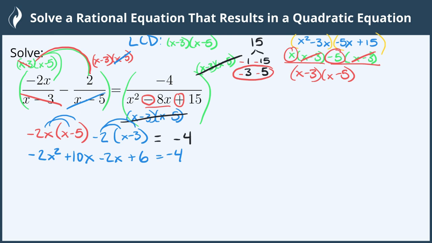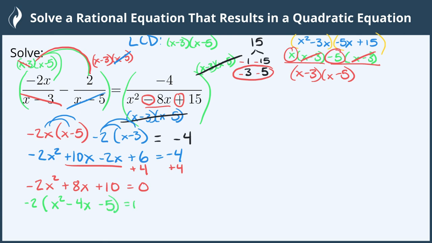Now let's go ahead and combine like terms. We need to add the 4 to both sides to combine those like terms. So we have negative 2x squared plus 8x plus 10 equals 0. And now we need to factor this quadratic. Since all of them are even, let's go ahead and factor out a negative 2. So we have a positive x squared minus 4x minus 5 equals 0.